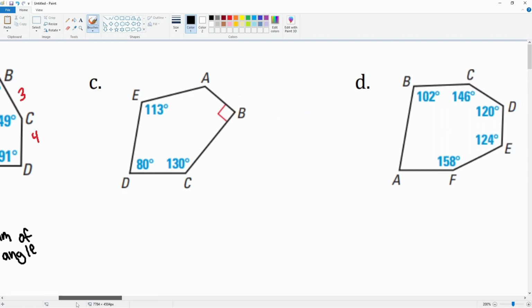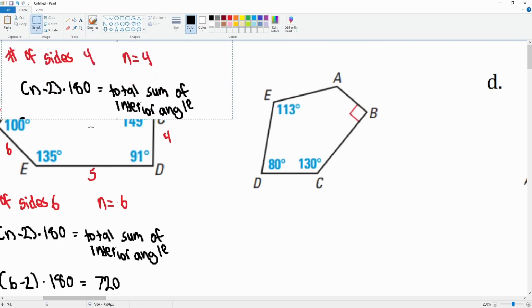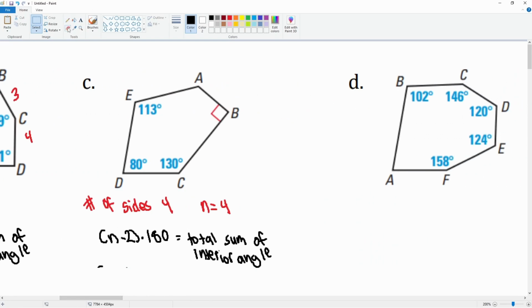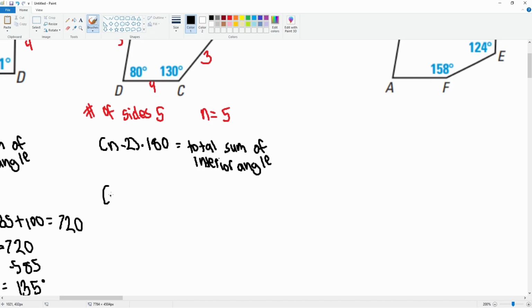Let's look at number C here. Bring over the formula from before. We first of all have to count the amount of sides this shape has. Let's count 1, 2, 3, 4, 5. 5 sides, so n equals 5. Now let's plug in the formula. 5 minus 2 times 180 is going to get me my total sum of interior angles. That is 540. That means I can set up this equation.